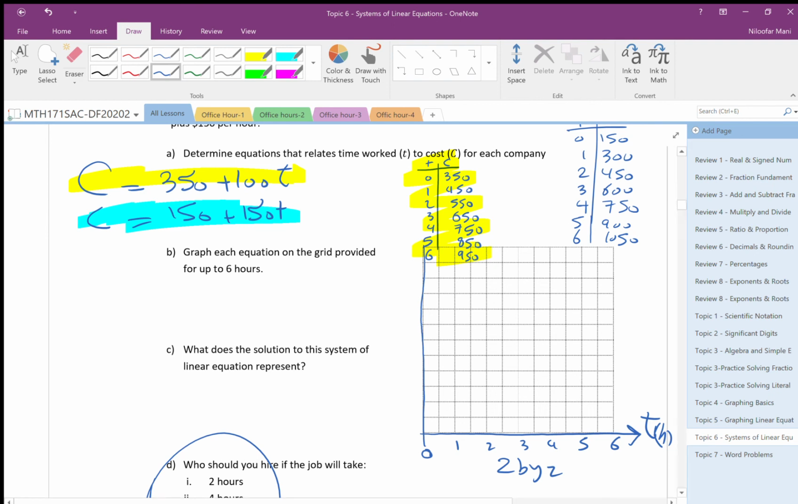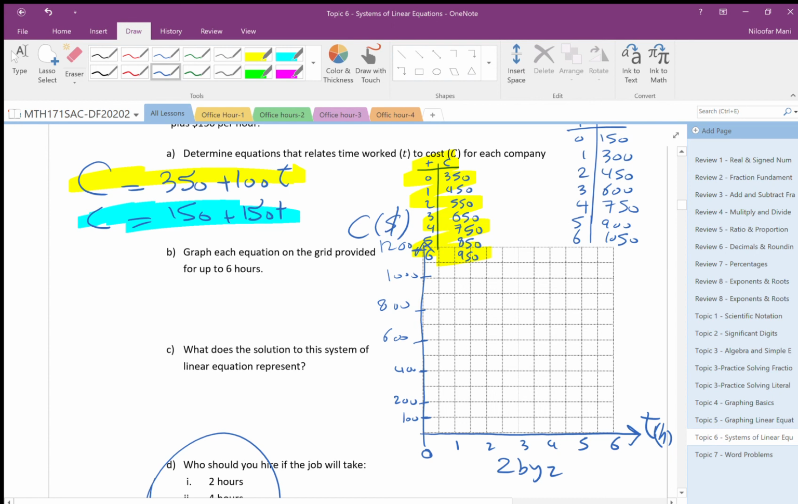How about the cost? Okay, so the cost is in dollars, right? Because I should go to 1050, maybe I go 100 by 100. So this is 100, 200, 300, 400, 500, 600, that's 800, that's 1000, and that's 1200. Yes, perfect, I have room.